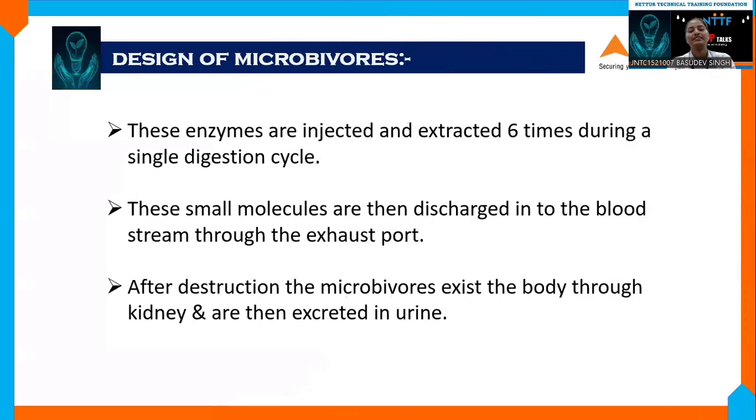Then for designing these microfibers, we have to follow certain steps like this. Enzymes are injected through our ejection port 6 times during a single digestion cycle. Means after giving that injection through our ejection port, it works 6 times faster than one cycle of the digestion. These small molecules are discharged into our bloodstream through the exhaust port. After doing all these activities in our body, it will come out of our body through the exhaust port. After destruction, the microfibers exit through our body to the kidney and are then excreted.